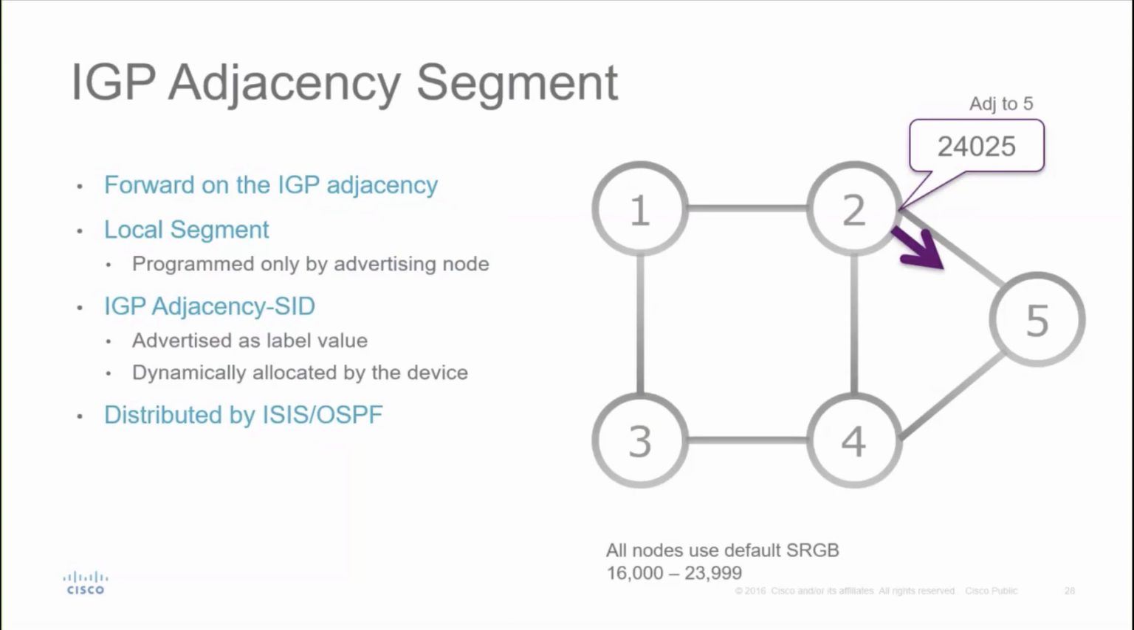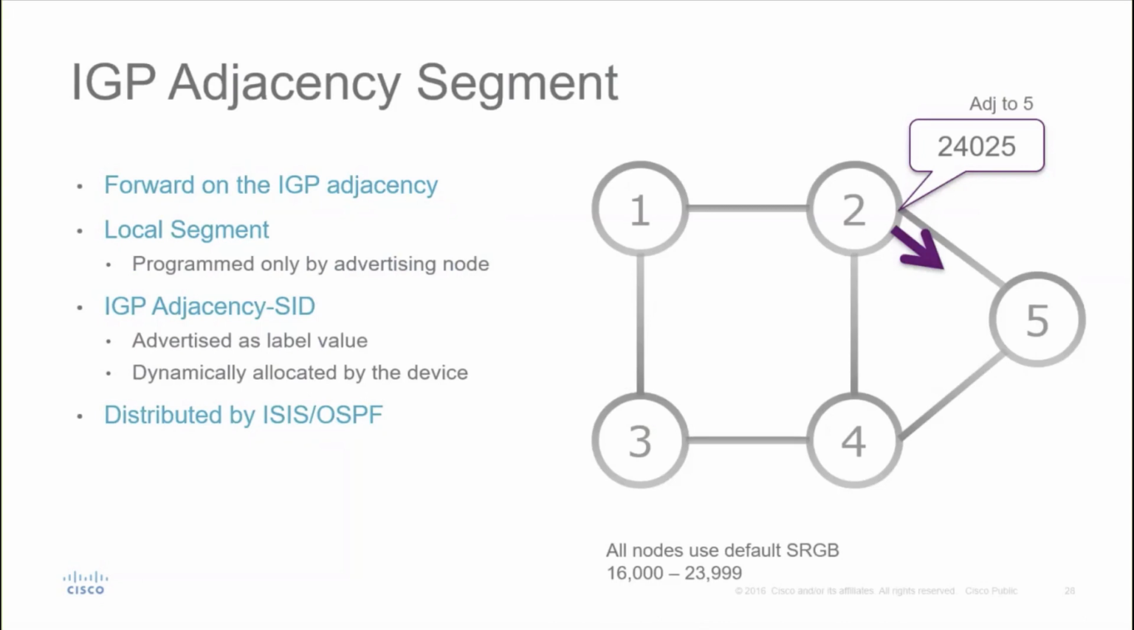I mentioned the adjacency segment is a perfect example of a local segment. It is only programming the FIB at 2. However, every router in the topology knows about the label value. 2 will advertise in ISIS or OSPF the fact that it has an adjacency between 2 and 5, and it will advertise the label value that it has allocated for that adjacency. So every router in the IGP database knows about the label of the adjacency, but only 2 will program it. Therefore, the adjacency segment is a local segment.